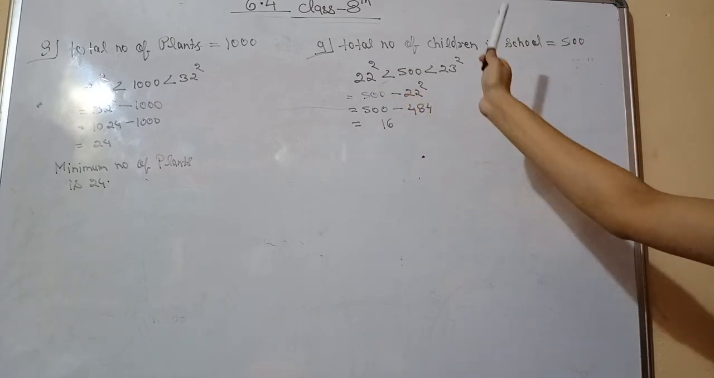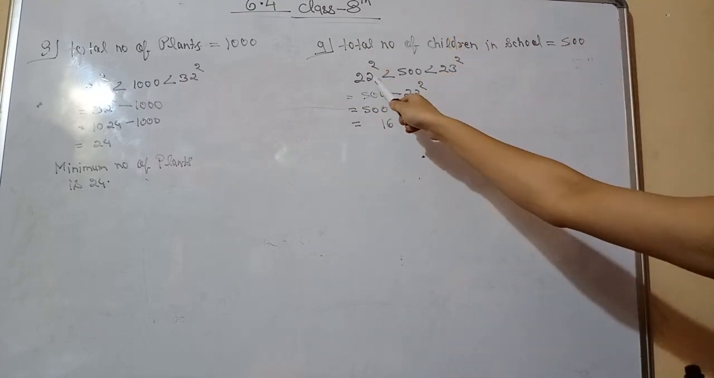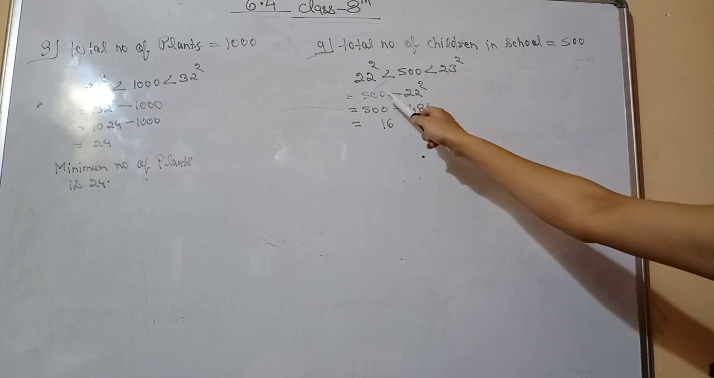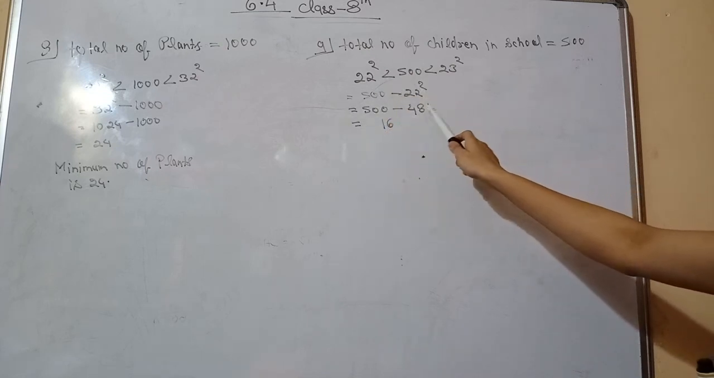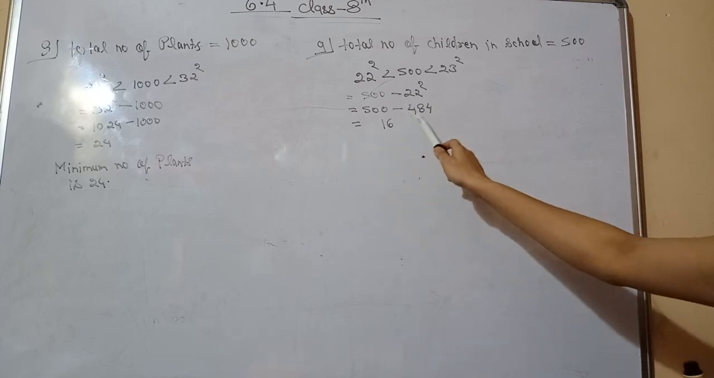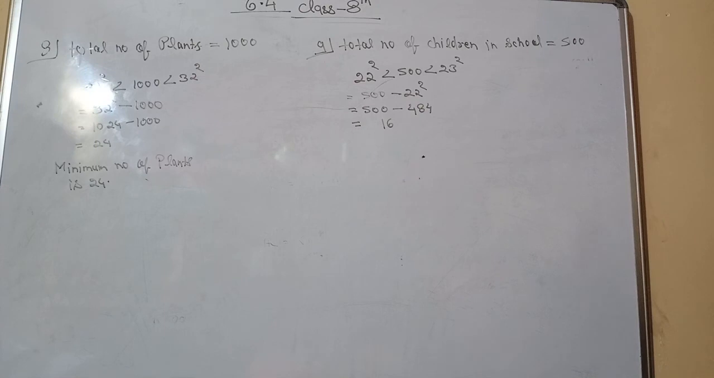Now we have to find how many are left out. So what will we do? We will subtract the square of 22 because it is less than 500. What is the square of 22? That is 484. When we subtract 484 from 500, we get 16. So 16 children are left out to make them stand in equal columns and equal rows. Total 16 students.